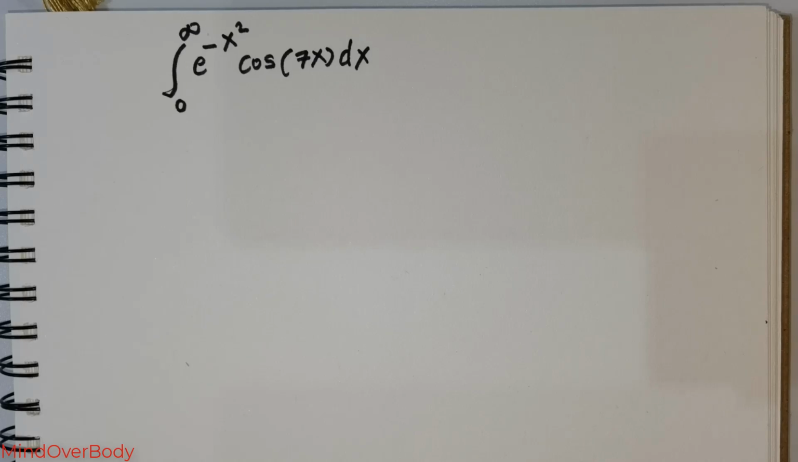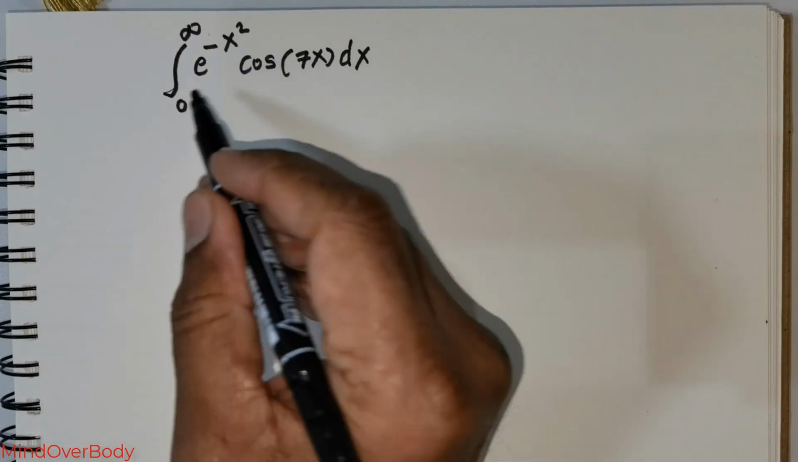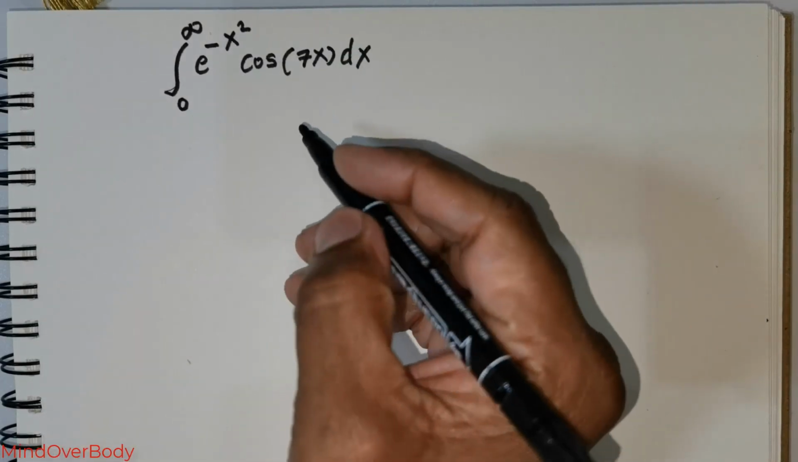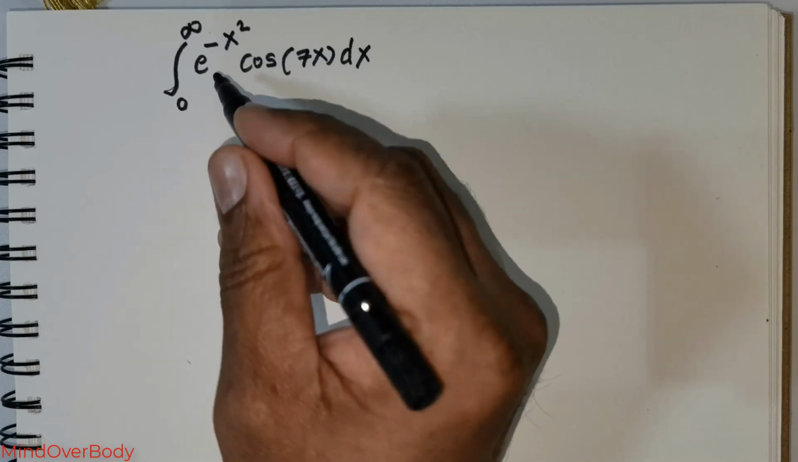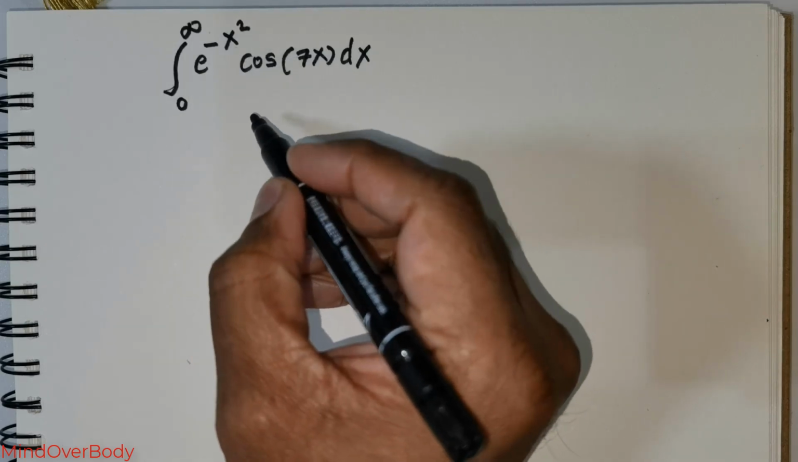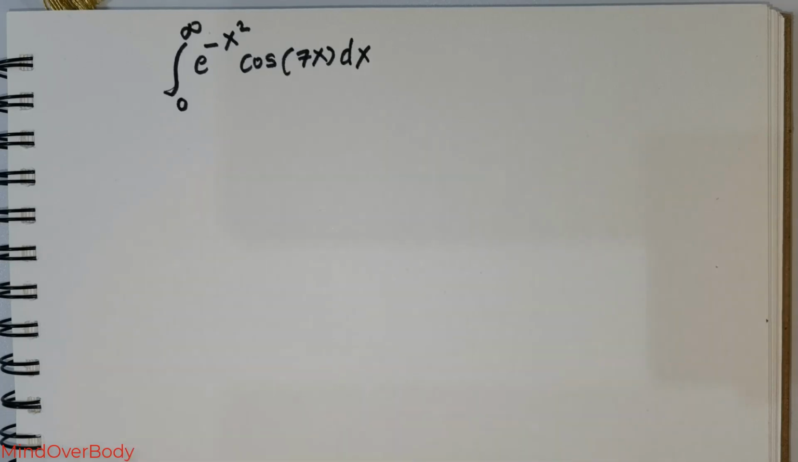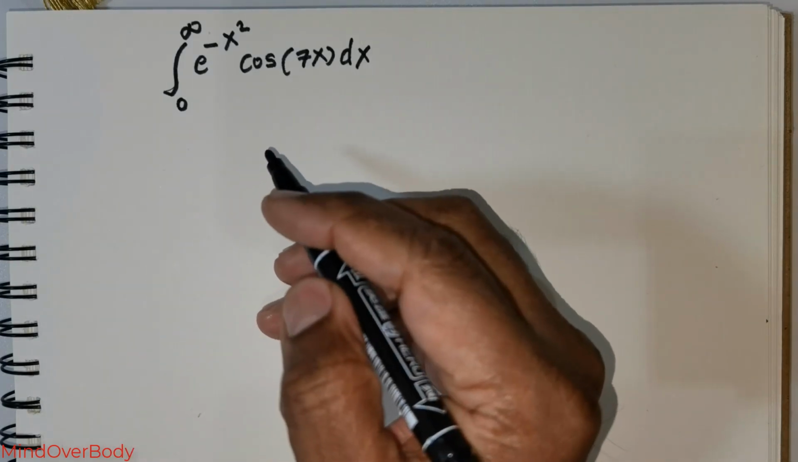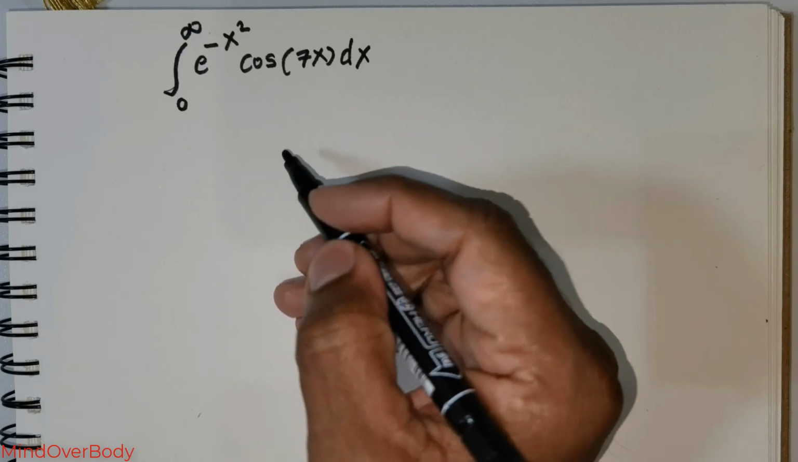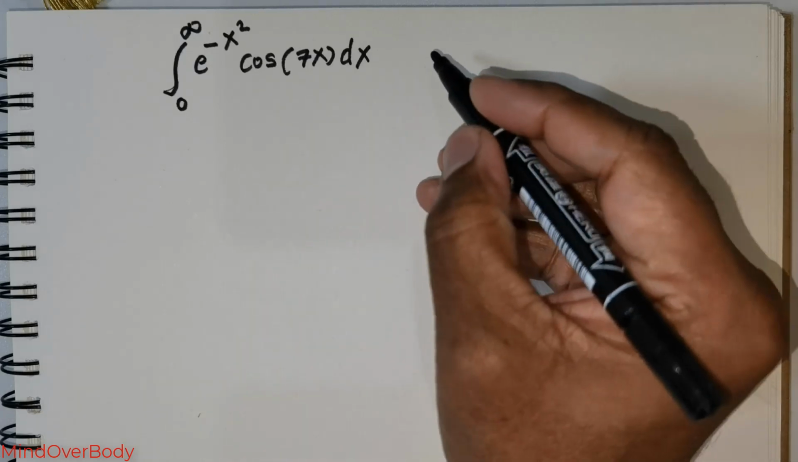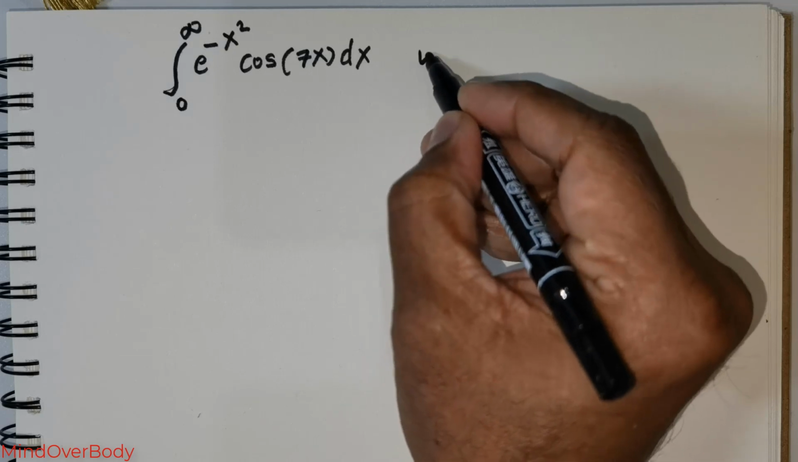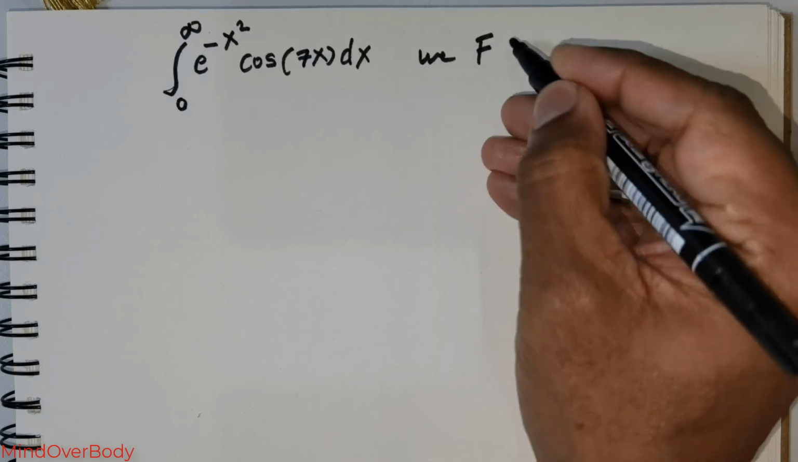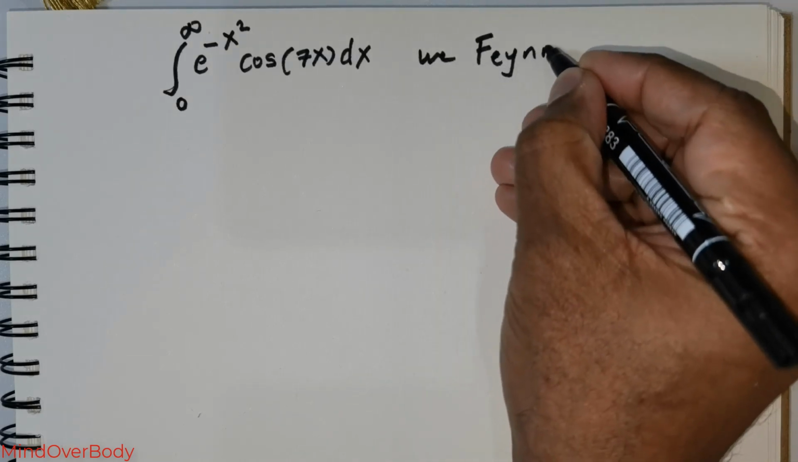Good day everybody. In today's class we will learn how to integrate this integral 0 to infinity e raised to the power of negative x squared times cos of 7x dx. This is a complex integral, or when I say complex I mean to say this is a difficult integral to integrate. So what we will do is we will use the technique popularized by Feynman.